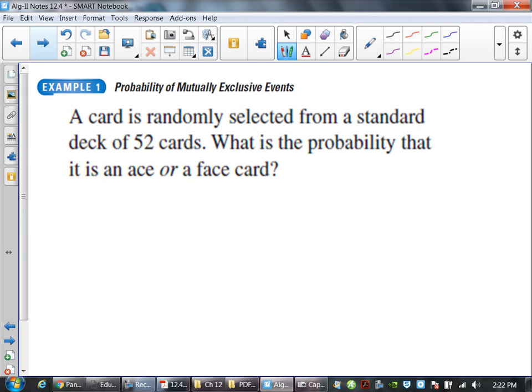A card is randomly selected from a standard deck of 52. Nothing up my sleeves. What is the probability it's an ace or a face card? Well, how many aces are there? 4. How many face cards are there? 12. What's 4 plus 12? Out of? 52. Is there an overlap? There is no ace of face.